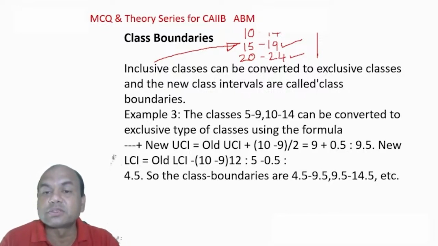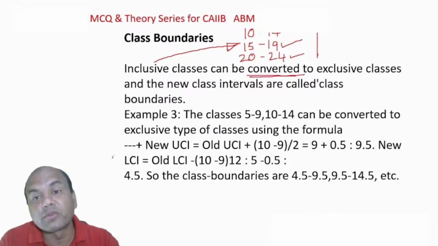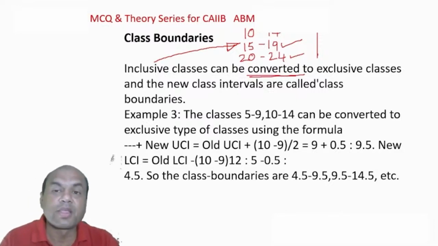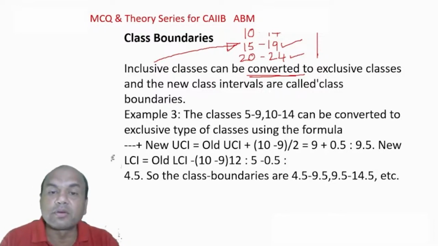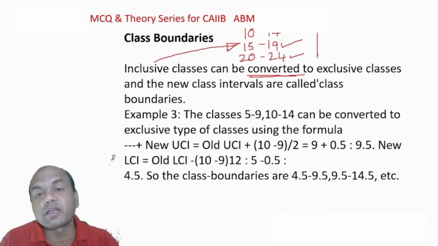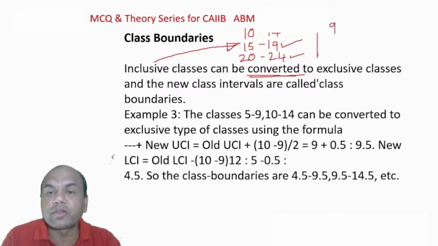And what is exclusive then? Now if I have to convert this, inclusive classes can be converted to exclusive classes. While solving any numerical, an inclusive class has to be converted to an exclusive class. What do you mean by this? See this, it's like this. This 10, what will I do? I'll take 0.5 on the earlier side, and for 14 I'll take 0.5 on the later side. So it will be 9.5 and here 14.5.